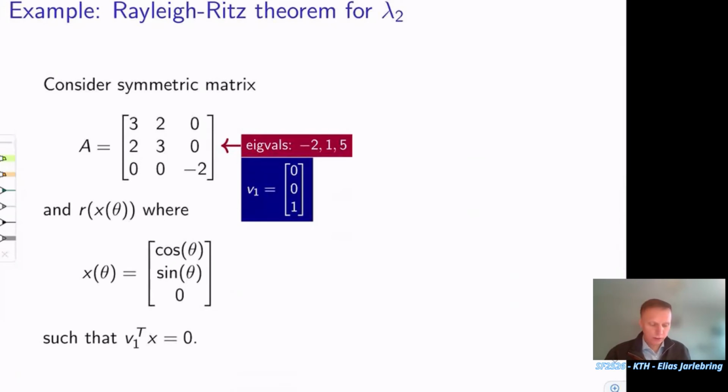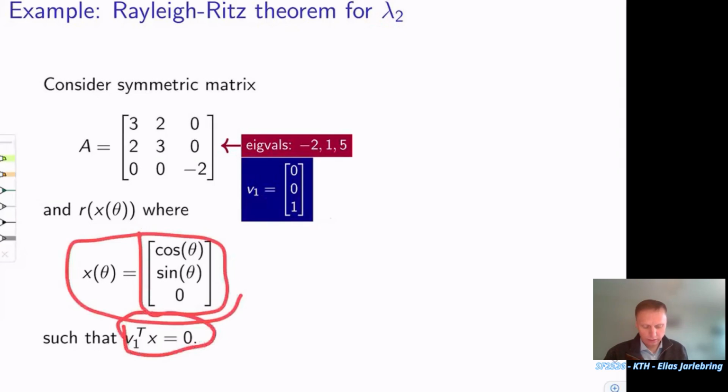Here's another example where we take a 3 by 3 matrix and its eigenvalues are -2, 1, and 5. You could obtain -2 by using the Rayleigh-Ritz theorem for lambda 1. Now we're going to compute lambda 2. We note here that the first eigenvector is v1. Now we want to look at the vectors in R3 that are orthogonal to v1. Because this vector is the third unit vector, we can parameterize all vectors that are orthogonal to v1 using, again, trigonometric functions. So this corresponds to all vectors that are normalized and orthogonal to v1.